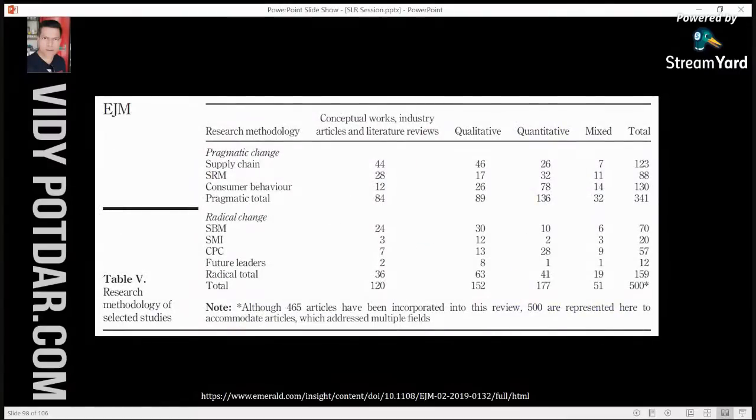Another way of representing information: this table now shows their research methodology. In this category of pragmatic change, there were these many different papers, and these are the methodologies used in these papers. So there were 46 papers that were qualitative, 26 quantitative, 7 were mixed, and so on. Again, a very interesting way to give you a snapshot of the research methodologies used by different studies.